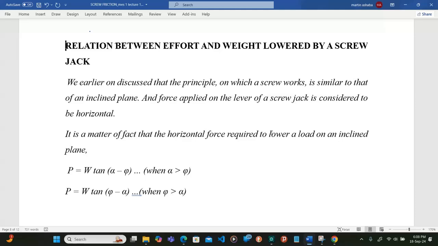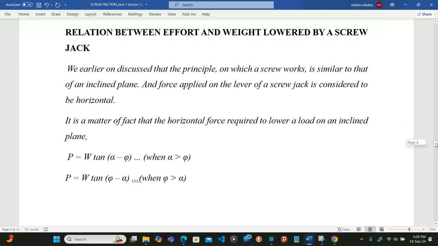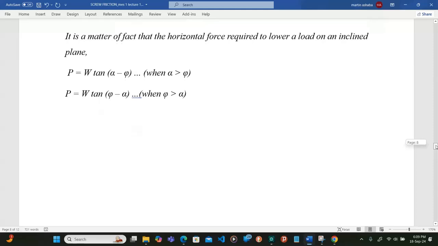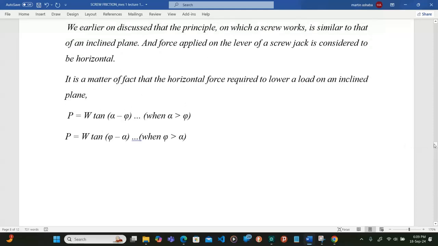And therefore, once we have understood that that force is going to be applied at the mean radius of the screw, then we shall be able to apply the fact that the moment applied at the mean radius to lower the screw will equal the moment applied at the end of the handle to lower down the load. And that will be the end of our discussion because we will have been able to determine that force.